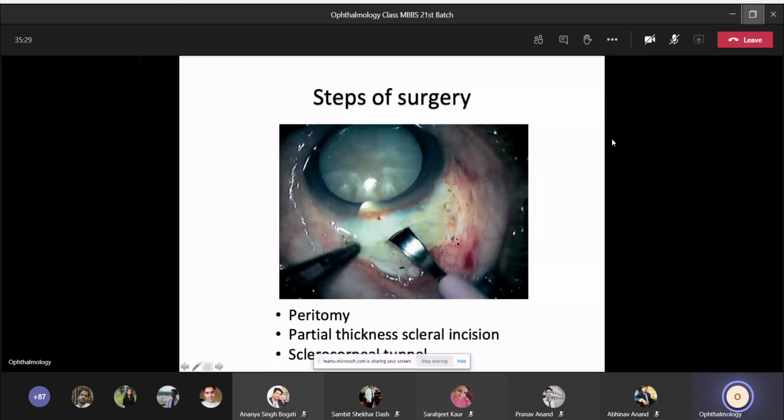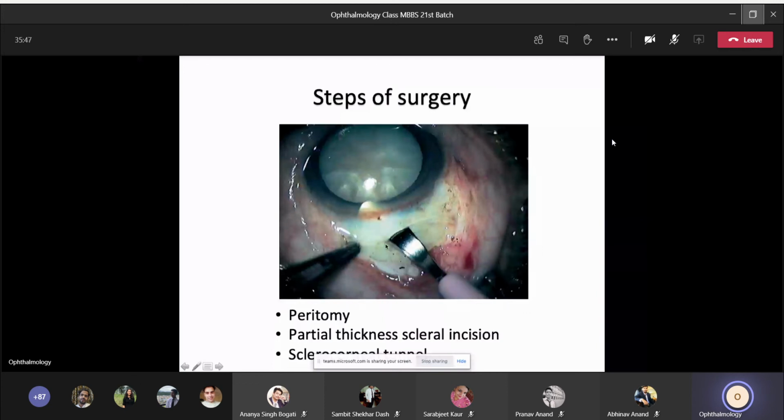Okay, so in the sclera, we give the partial thickness. We don't go for full thickness. We go for a partial thickness incision, which is 2 millimeter behind the limbus. And this is a frown shape incision. So you can see it's a curved incision over there.